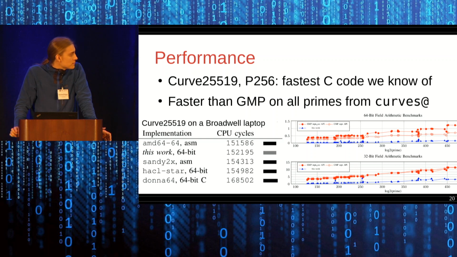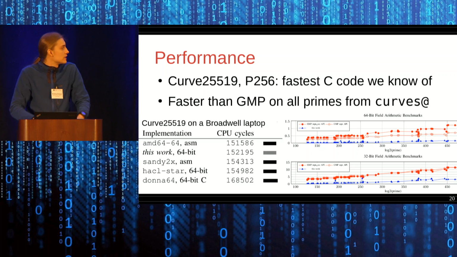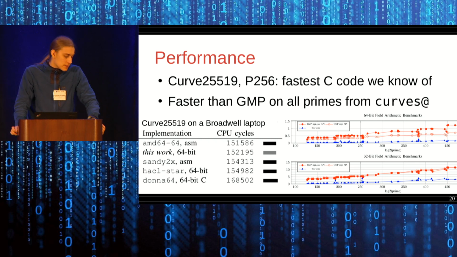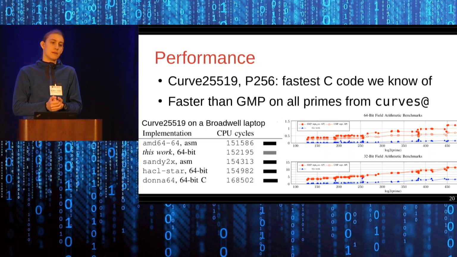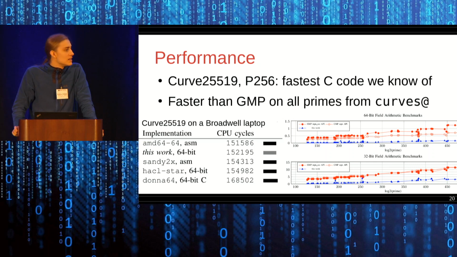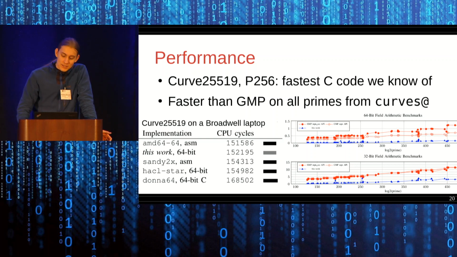And for P256, it is the fastest C code, but assembly code is significantly ahead. This is because of the carry flag optimizations I mentioned earlier. And we also scraped curves at moderncrypto.org for prime numbers and benchmarked all of them. And for most of them, we couldn't find expert implementations because nobody had put in the effort to write them. But we're at least much faster than GMP, so that's good. GMP is the GNU multi-precision library.